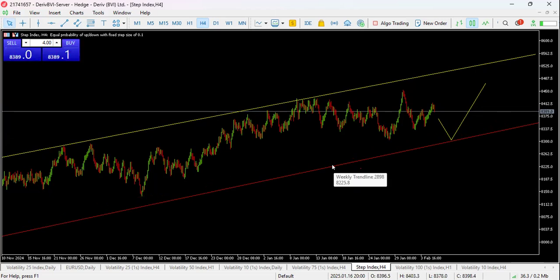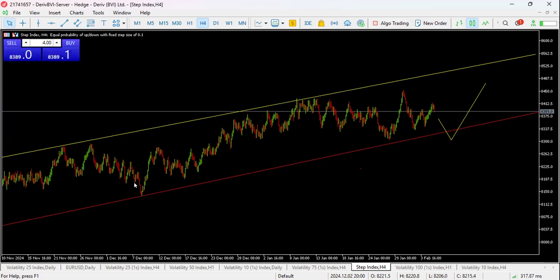That's all. So for you to sell this market, you need to allow the market to break through this trend line. And then sometimes when it breaks through the trend line, it will do something like this.